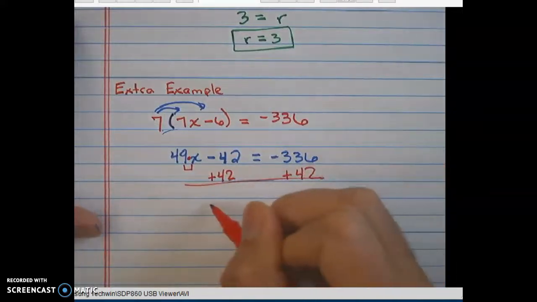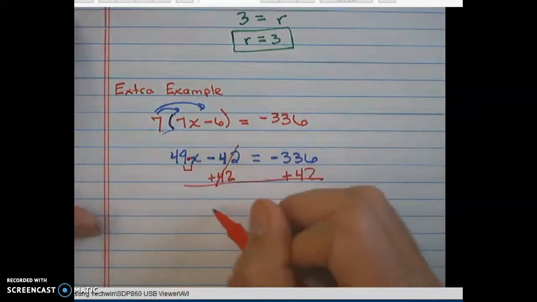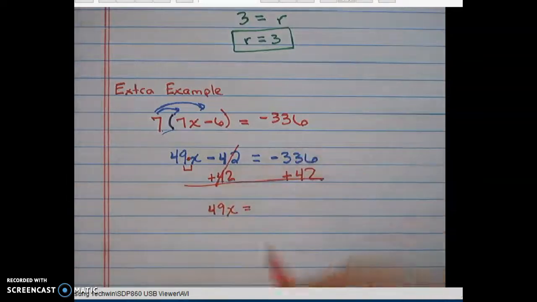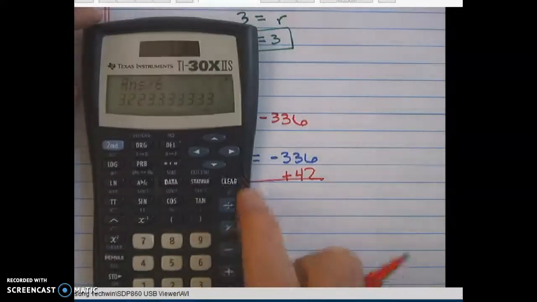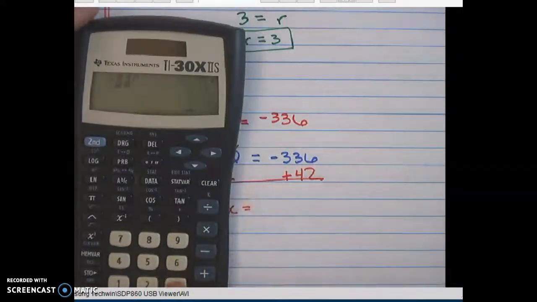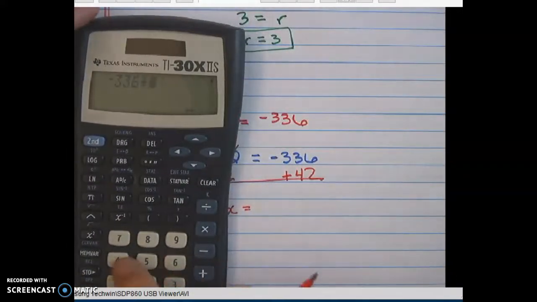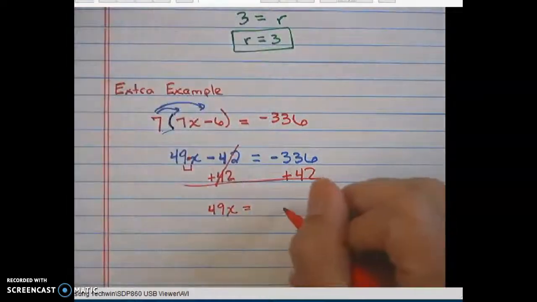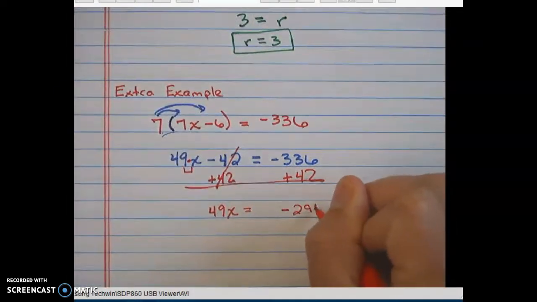Now, if someone's going to make a mistake, often they make a mistake in these calculations right here. So their algebra is fine. It's just they made a mistake with arithmetic. So don't be afraid to use a calculator just to double check the work here. Negative 336 plus 42 gives me an answer of negative 294. So I'll write that in there.